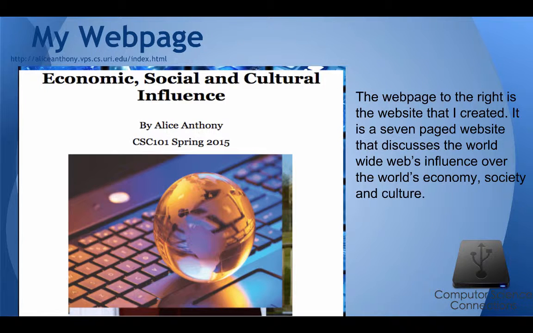The webpage to the right is the website that I created. It is a 7-page webpage that discusses the World Wide Web's influence over the world's economy, society, and culture.